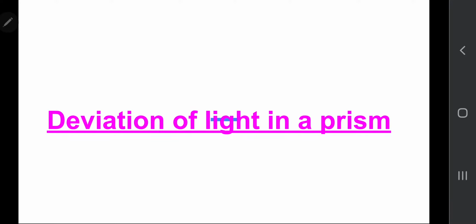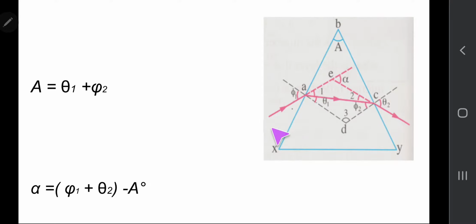Today I explain the deviation of light in a prism. I mean the light ray is deviated when it passes from one medium to another medium. When a light ray passes from air to a glass prism and emerges from the glass prism to air another time, the medium changes and refraction occurs.